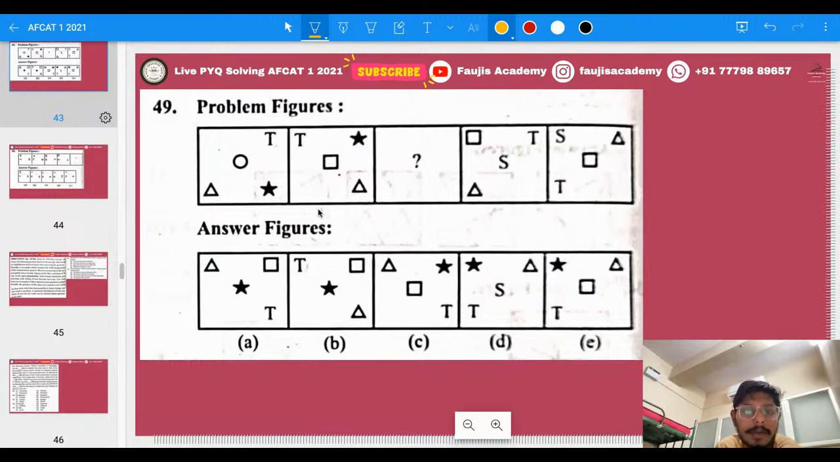Okay, even after reaching the midpoint, they are not vanishing, right? Okay, so triangle, triangle, triangle. Okay, one moment. This T, triangle, star. Okay, so T, triangle and star. Okay, triangle, T, star.